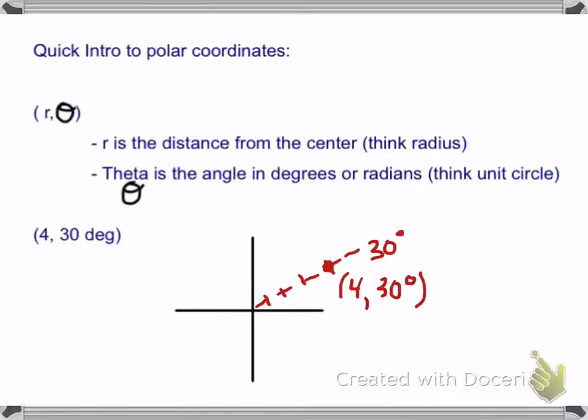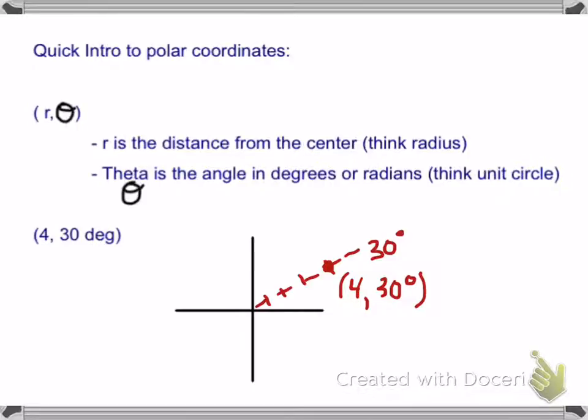So all that means, and take a second to pause this and write it down if you need to, is that r is the distance from the center. So think radius for r, that's probably why it's called that. And so that's the distance from the center of 0, 0. And then angle, or theta, is the angle in degrees or radians, so it can be given either way.